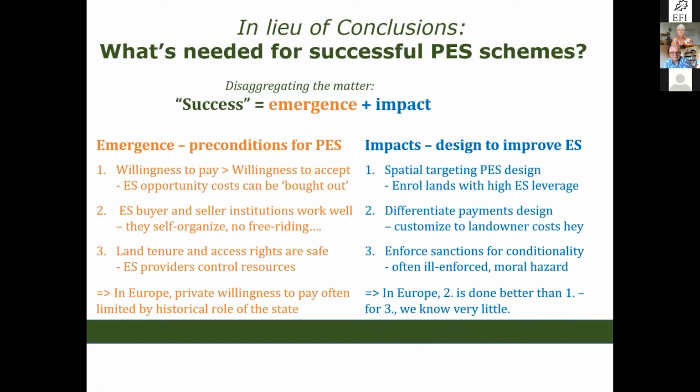And the second thing is about impacts. I think spatial targeting is perhaps the single most important thing in PES design. You have to enroll lands where there's high leverage, and where you really expect to make a difference in terms of additionality. You should differentiate payments where you can get away with doing it in a sound way. And on the implementation side, it's important that you enforce sanctions whenever contracts are breached, so that it becomes a credible mechanism and not just a subsidy, as was said before.